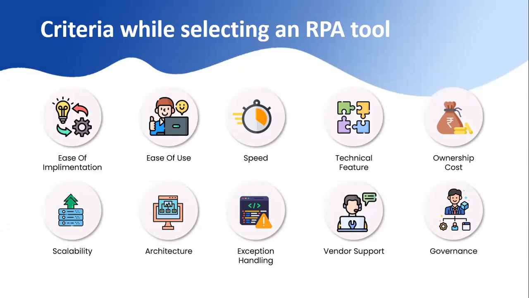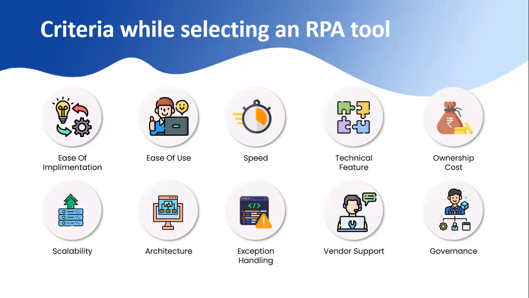That is why the popularity of UiPath is increasing, and other tools are not that popular. The tool you choose for RPA should have ease of implementation. It should be easy for you to implement or create a process in it. You got the process, you are creating it, and it is very easy for you.